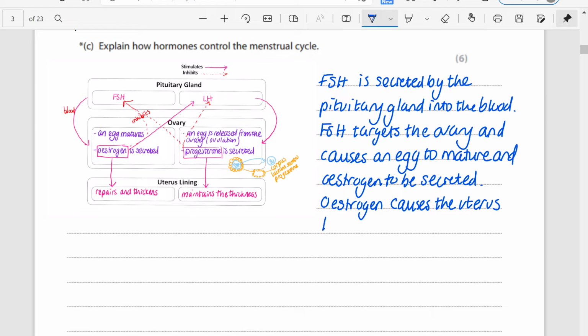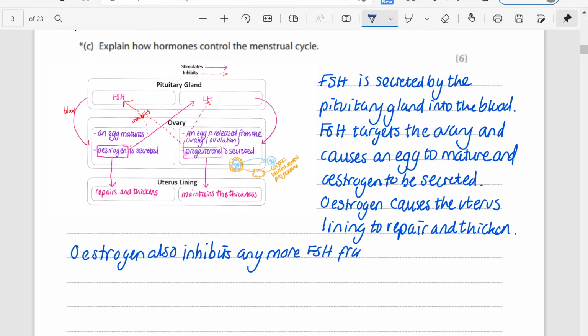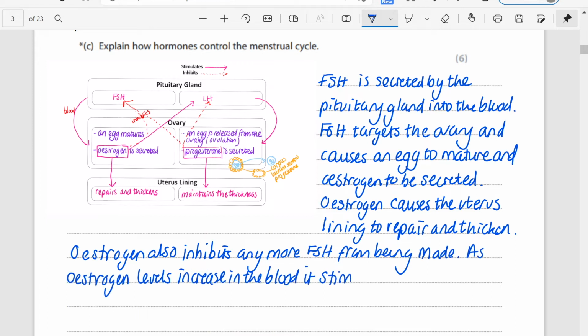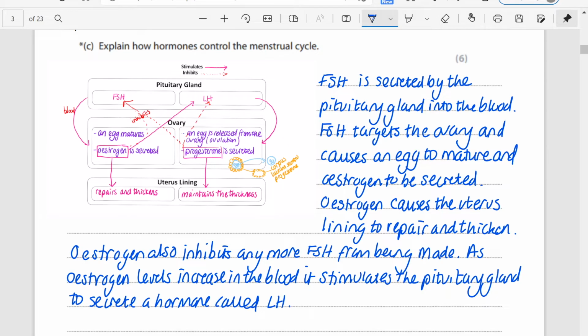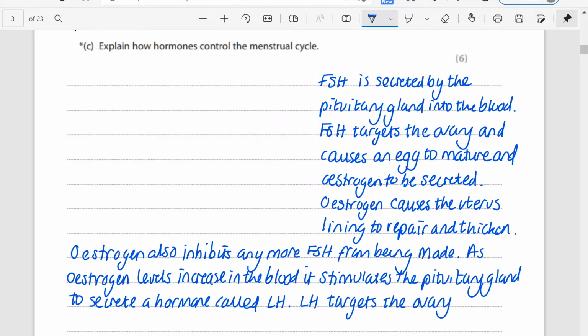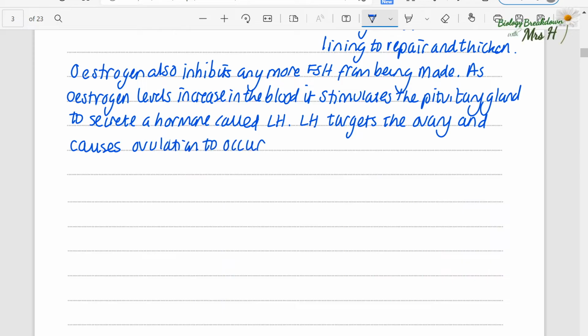Estrogen causes the uterus lining to repair and thicken. Estrogen also inhibits any more FSH from being made. As estrogen levels increase in the blood, it stimulates the pituitary gland to secrete a hormone called LH. LH targets the ovary and causes ovulation to occur. And ovulation is the release of the egg from the ovary.